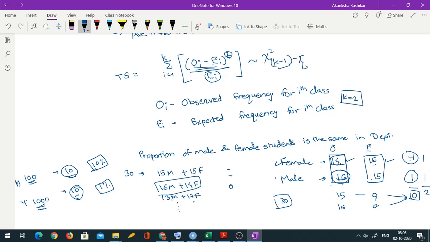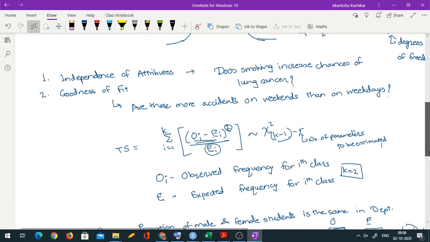And r is the number of parameters you estimate. In this case, we don't estimate anything because we are just taking equal proportions. So the number of parameters to be estimated. It would be more clear when we take some example from distribution. The independence of attributes also has the same test statistic, OI minus EI whole square upon EI, but the degrees of freedom are different. We will see that in detail.